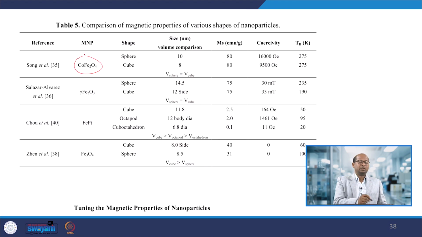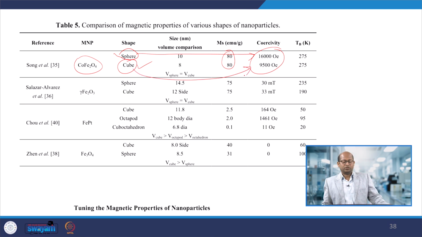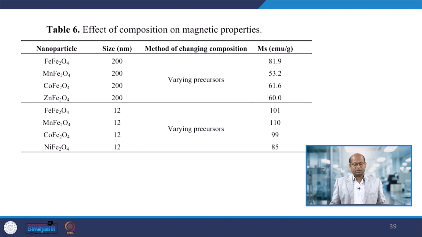Similarly, cobalt iron oxide is a magnetic nanoparticle we can prepare, in the form of spheres or cubes. If it is spherical, the MS is the same for sphere and cube, but the coercivity will be different. For spherical materials the coercivity is 16,000, and when it is cubical, we observe 9,500 coercivity. Similarly for other materials, the MS property or coercivity changes.